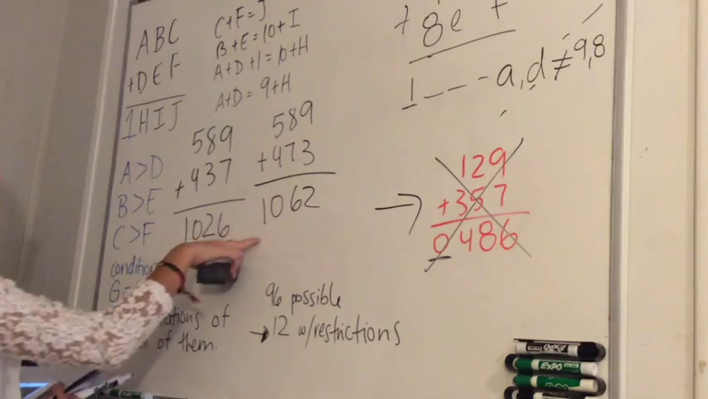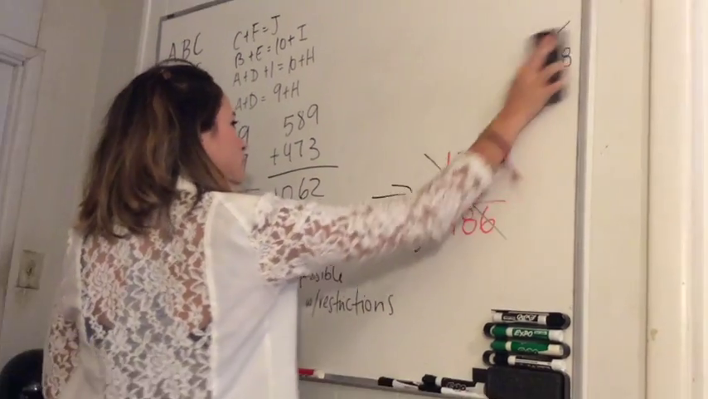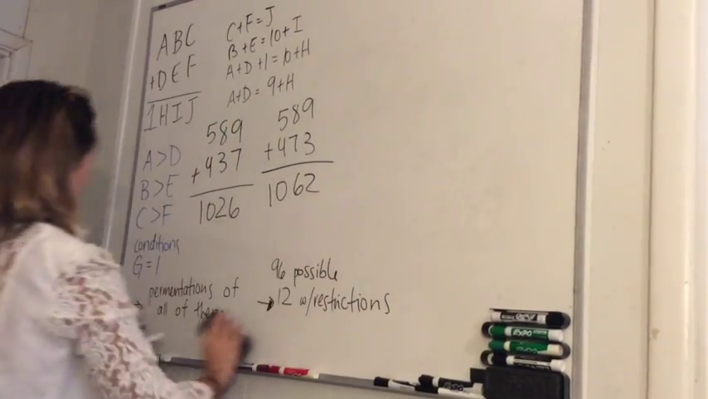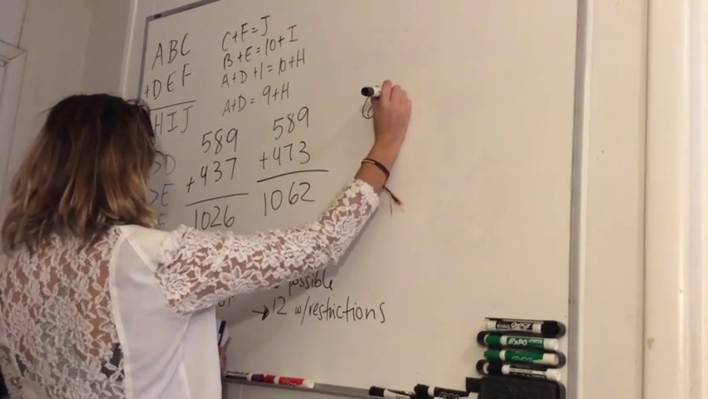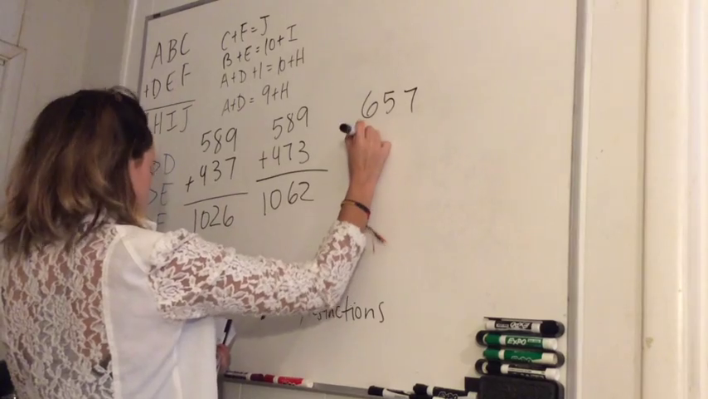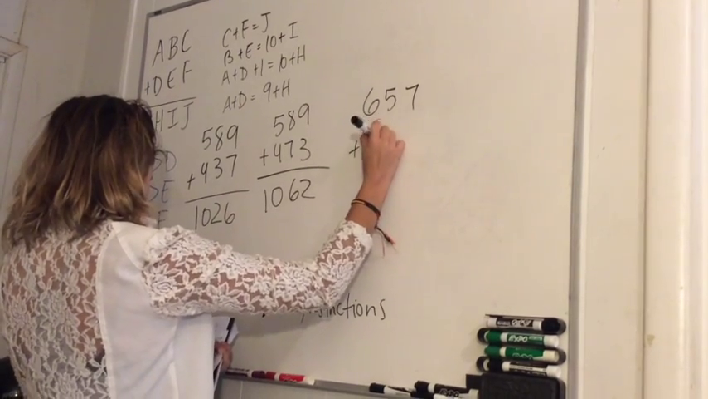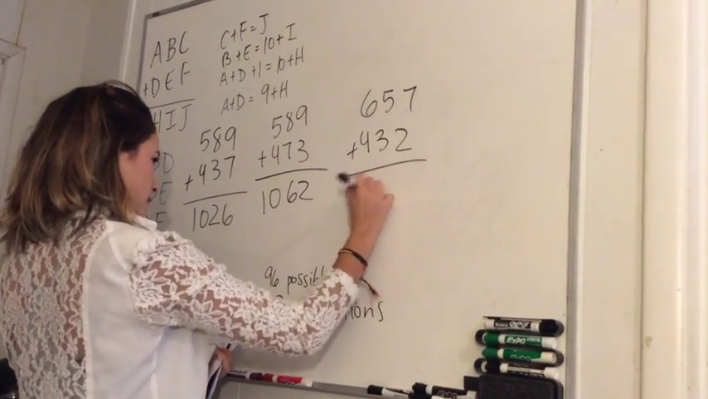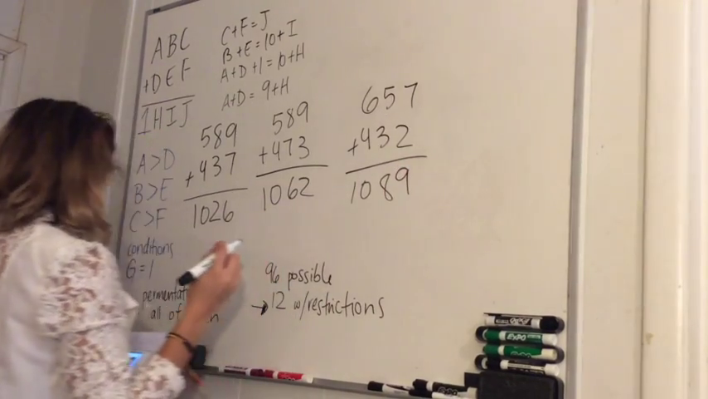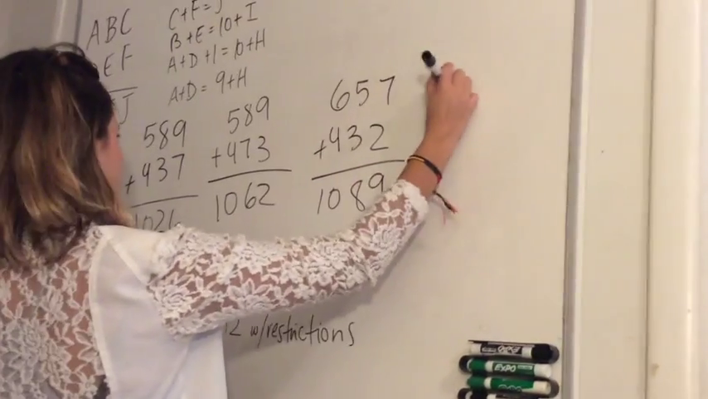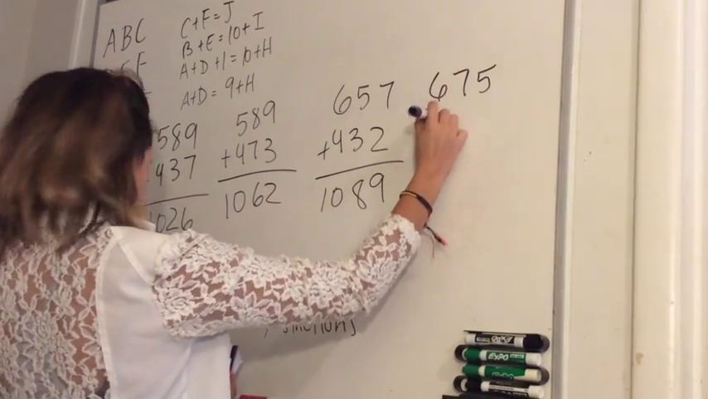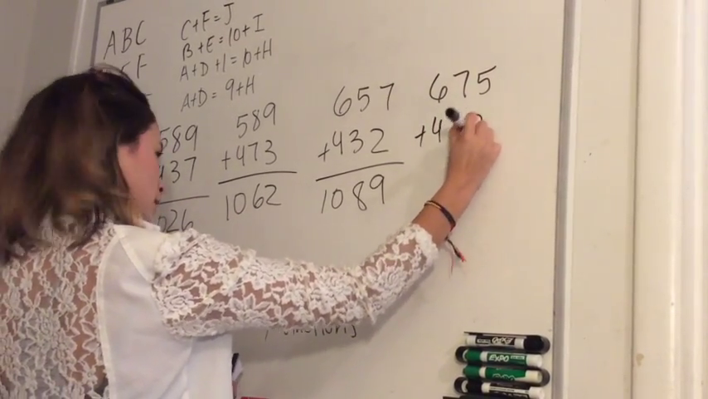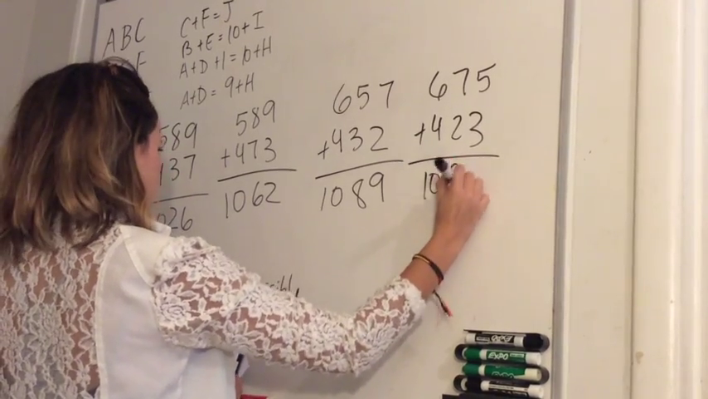So now we're going to get the next 2. The next 2 were 657 plus 432 equals 1089. And the next one was 675 plus 423 equals 1098.